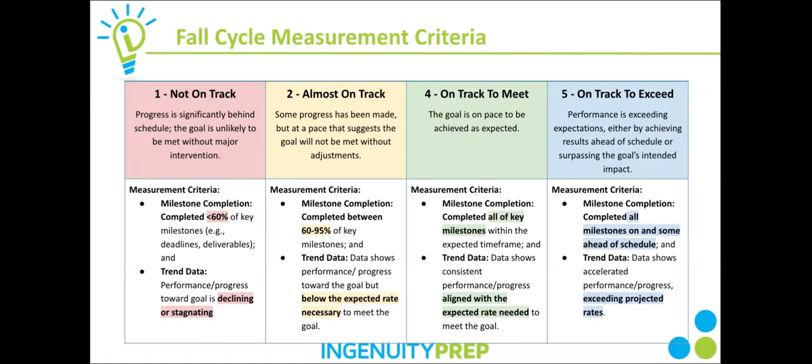In the fall, level 1, not on track, means that less than 60% of fall milestones are complete and progress is flat or declining. Level 2, almost on track, means 60 to 95% of milestones are complete, but progress is lagging the pace needed to ultimately meet the goal. Level 4, on track to meet, means all milestones are completed on time and the data shows steady progress at the expected pace. Level 5, on track to exceed, means milestones have been completed ahead of schedule and the data shows performance is surpassing projections.